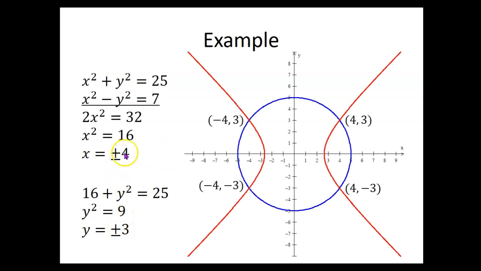So really, there are 4 different possibilities. X could be positive or negative 4, and either one of those could go with y being positive or negative 3. So we have the point 4, 3, the point 4, negative 3, the point negative 4, 3, and the point negative 4, negative 3.